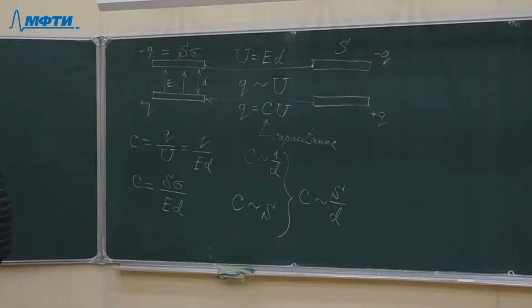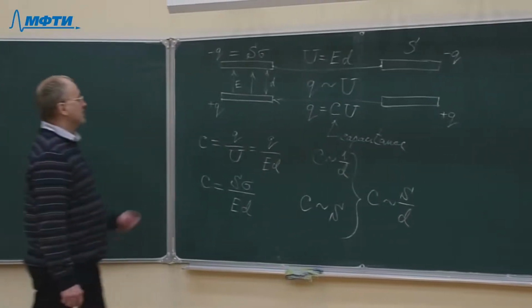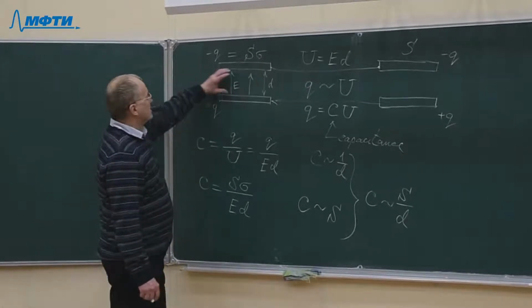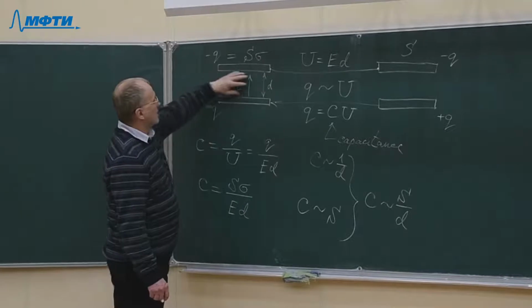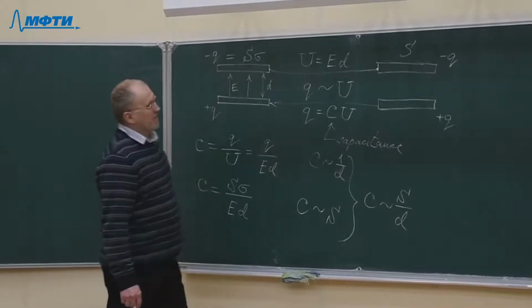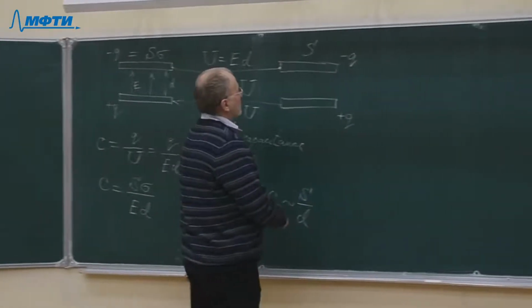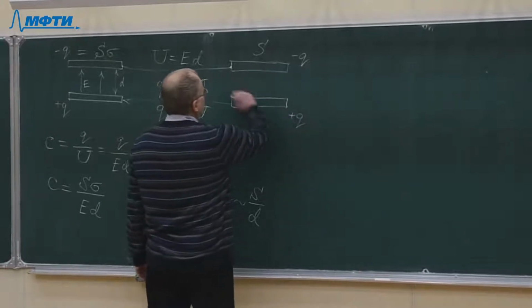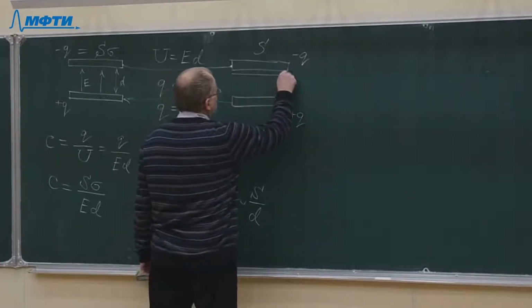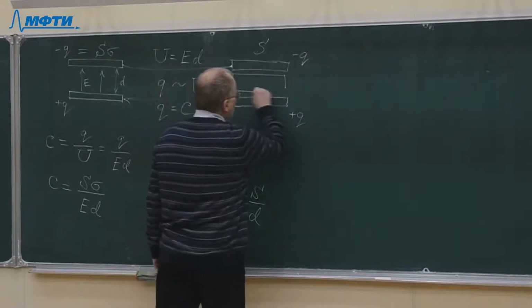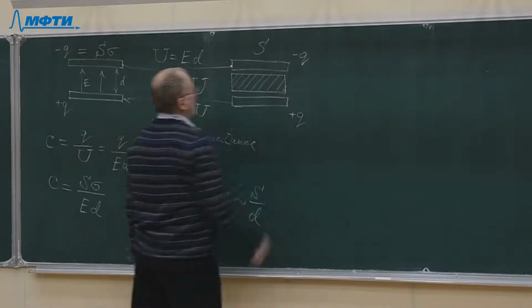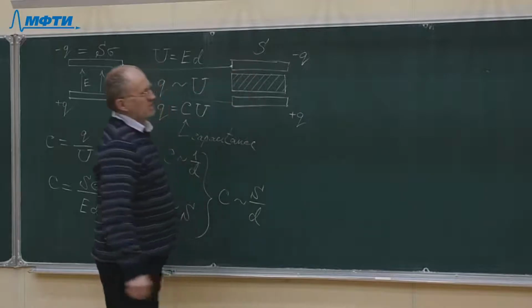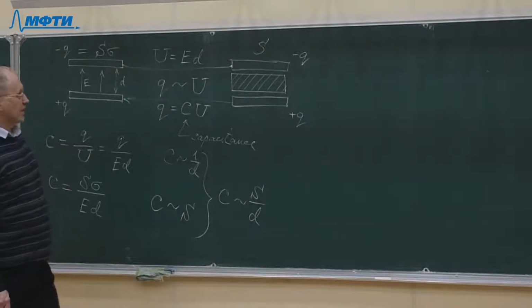Also, we may do something more with this capacitor. We may fill the space between the plates with some dielectric substance. And what happens in this case if we fill the capacitor with some dielectric? We take a plate of dielectric and insert it here between the plates of the capacitor. What happens then?